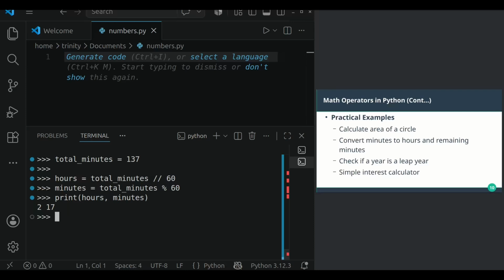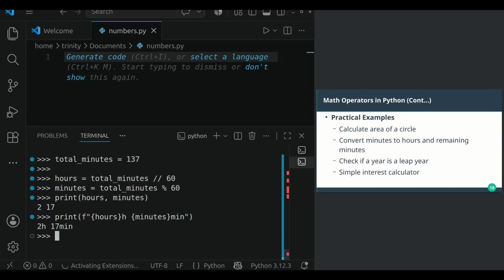We can print this in a more fancy way by typing print. We can use an f-string. We will look at this when we talk about strings, but for now, just know. I can use my f formatted string to say f, then pass the value of hours in curly braces, then pass the value of minutes in curly braces, and there we'll have it, 2 hours 17 minutes.